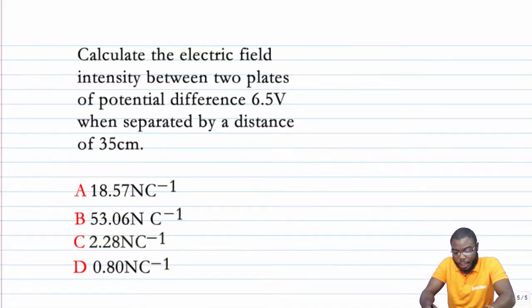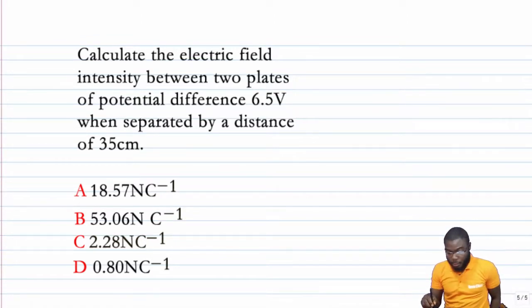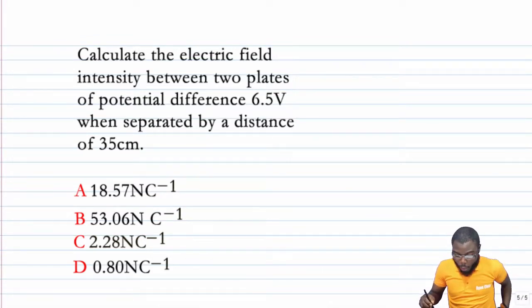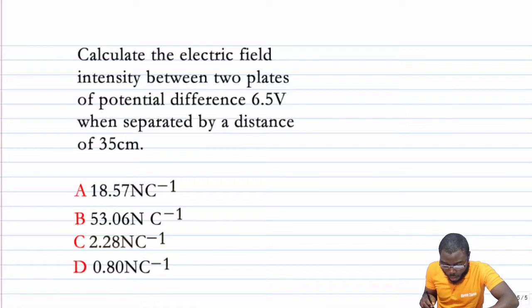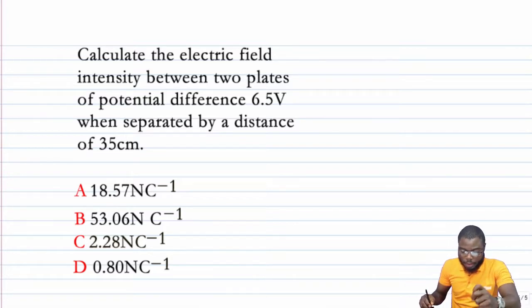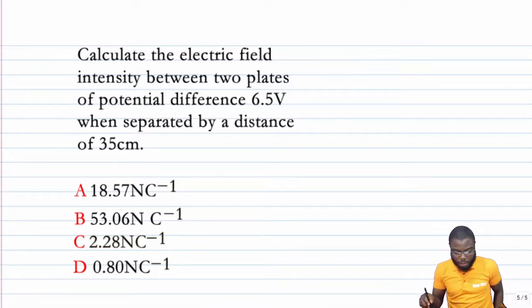It says calculate the electric field intensity. Calculate the electric field intensity between two plates of potential difference 6.5 volts when separated by a distance of what? 35 centimeter.